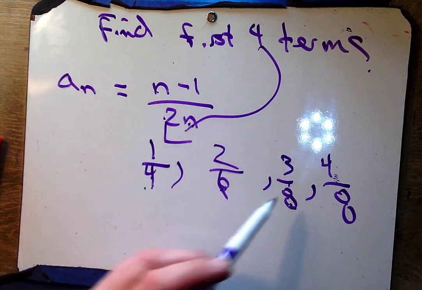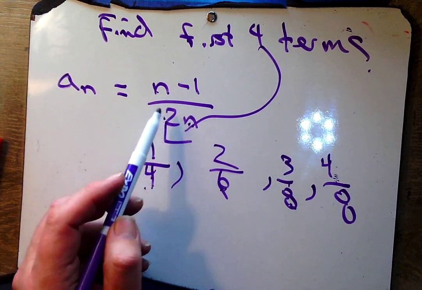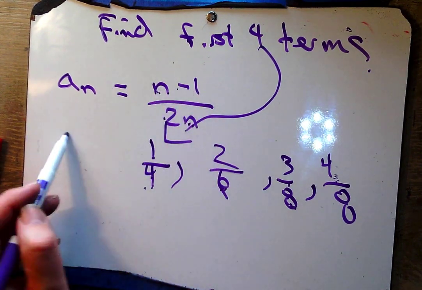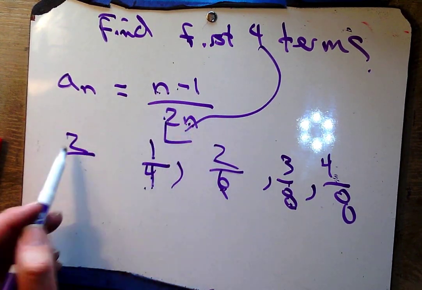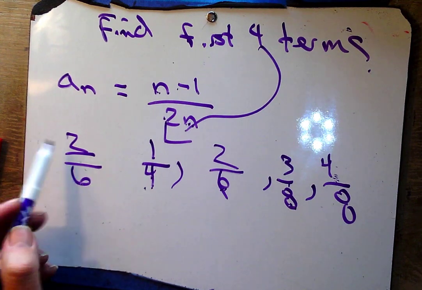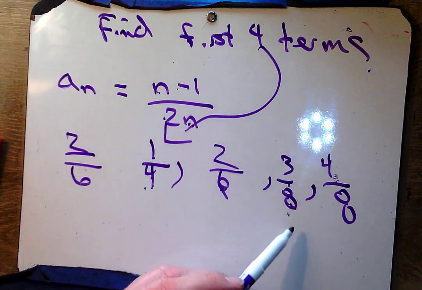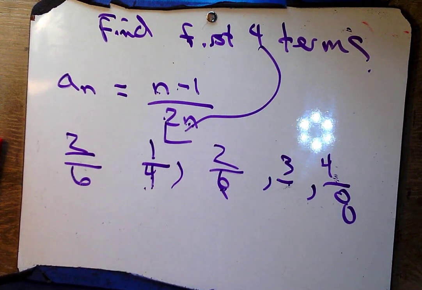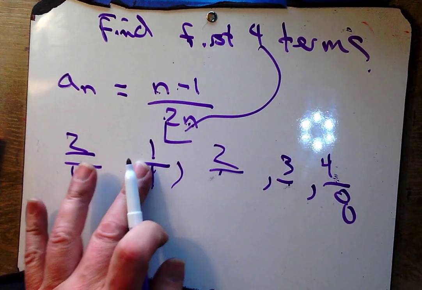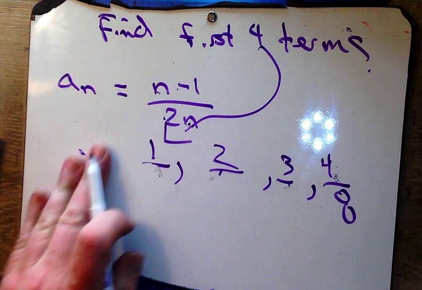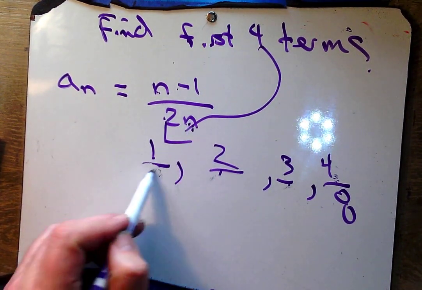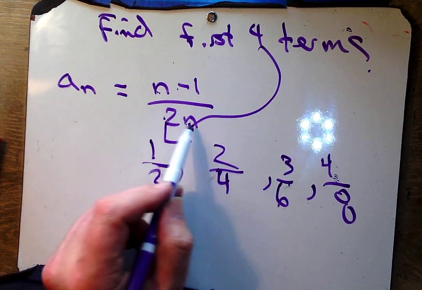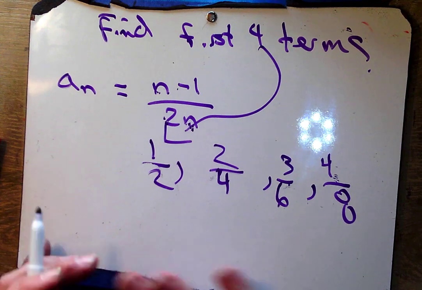Okay, the third term, 3 minus 1 is 2, and 2 times 2 is 6, and I don't get 3 over 6. What am I missing here? Oh, I guess that's wrong. That's what I'm missing there. There we go. So I'm plugging in 1, I'm plugging in 2, I'm plugging in 3, I'm plugging in 4. Good.